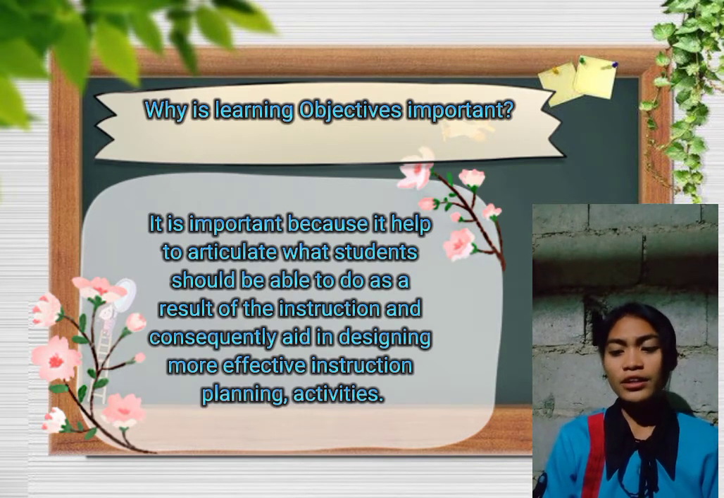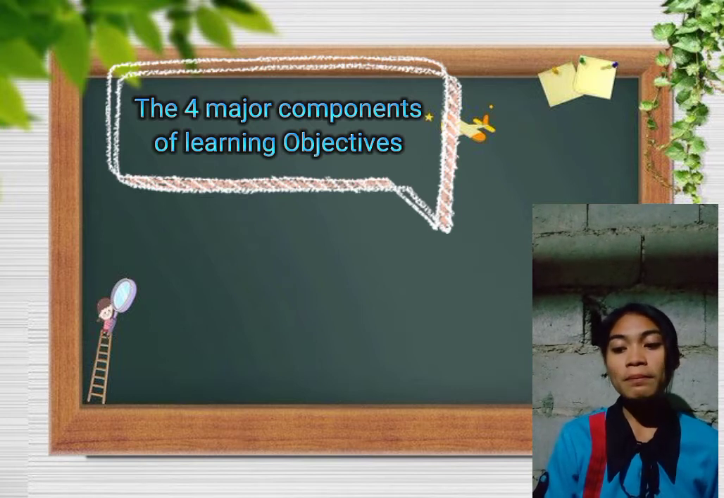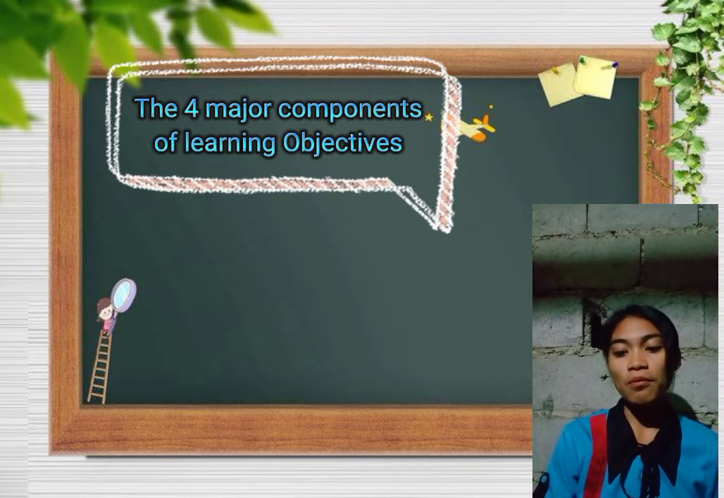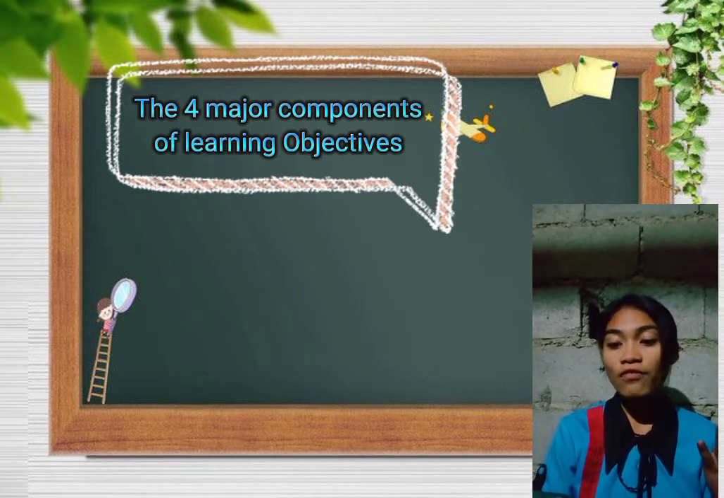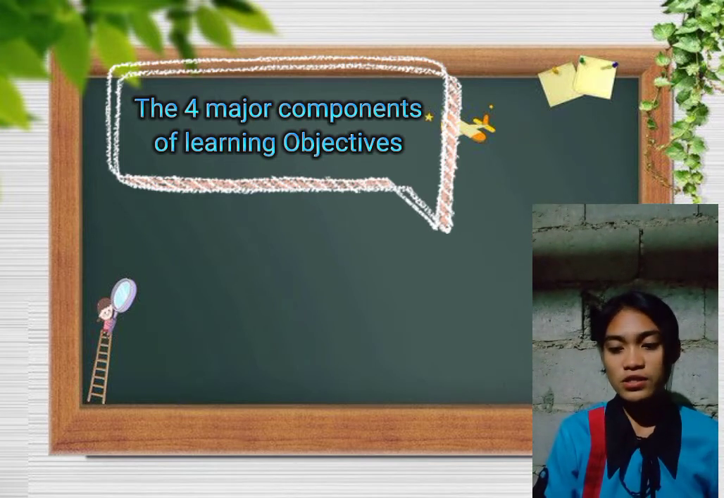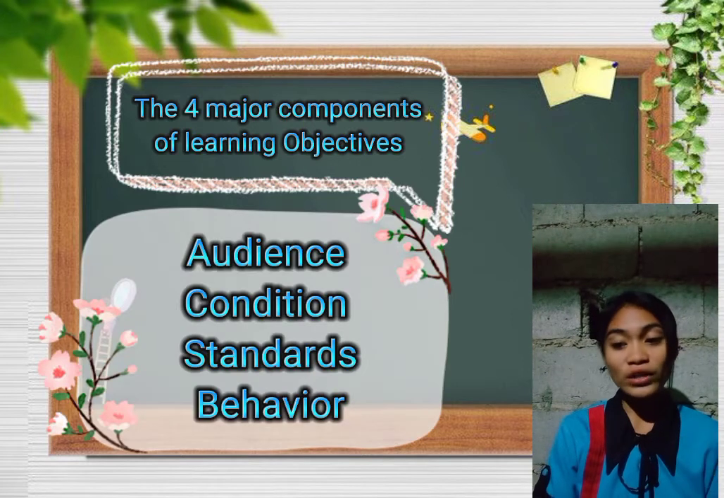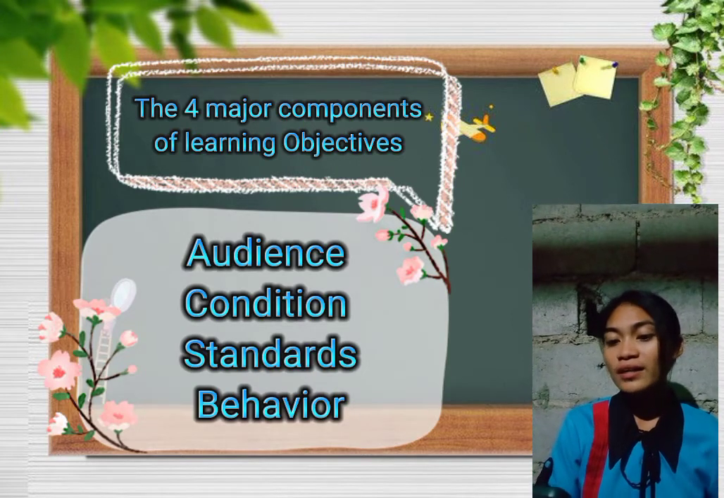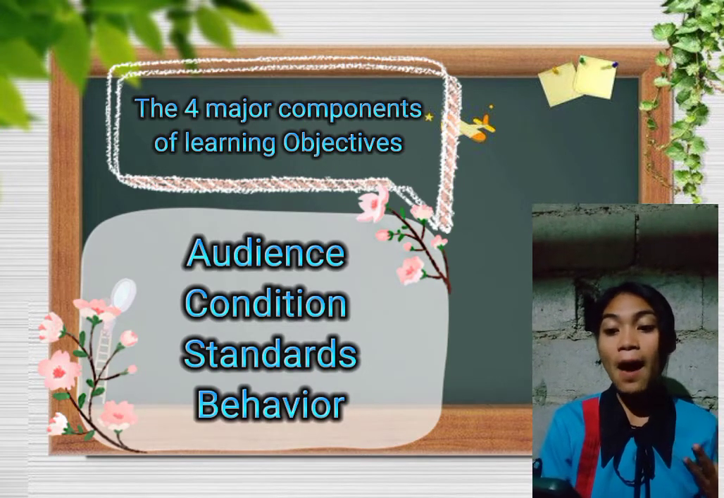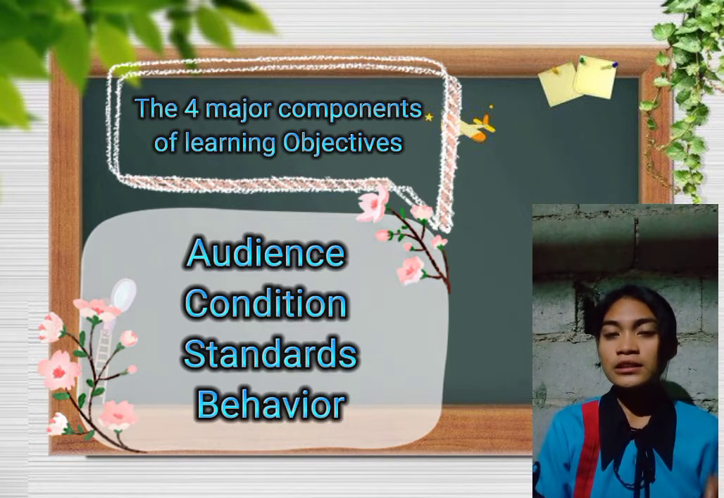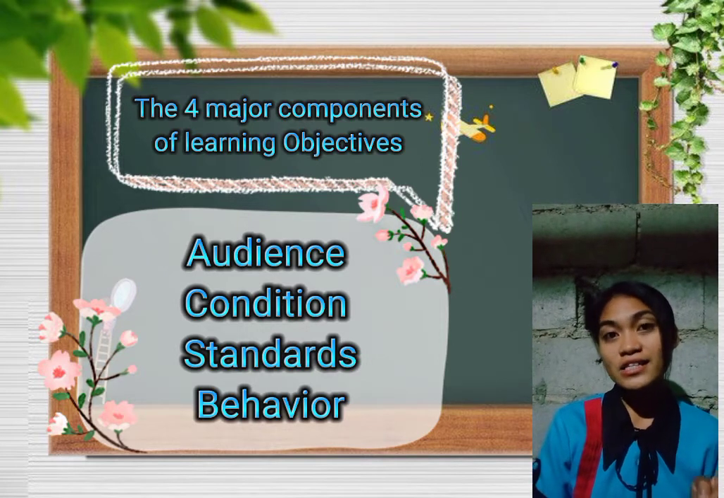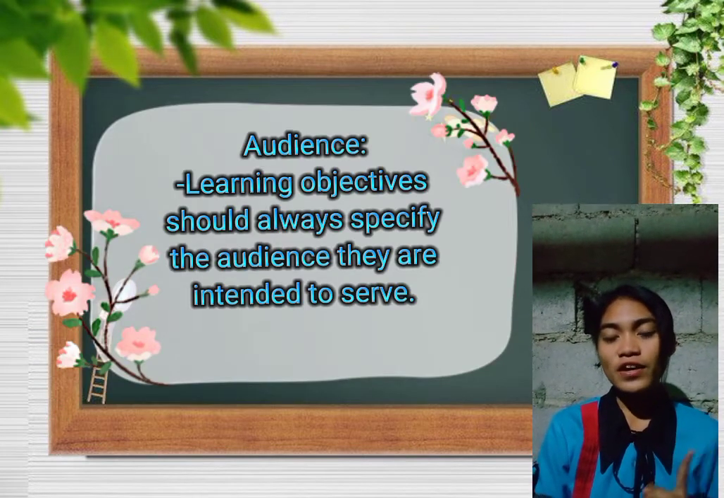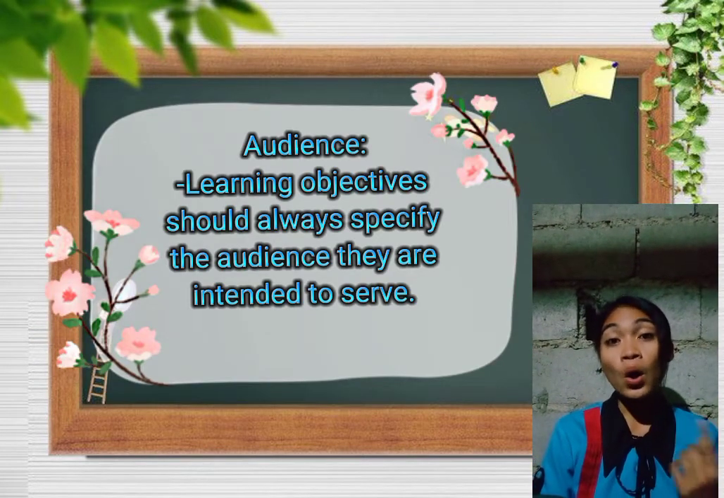Learning objectives are known to be made up of a number of components. There are four components of learning objectives: audience, condition, standards, and behavior. Let us discuss these four components one by one. First, let's begin with audience.